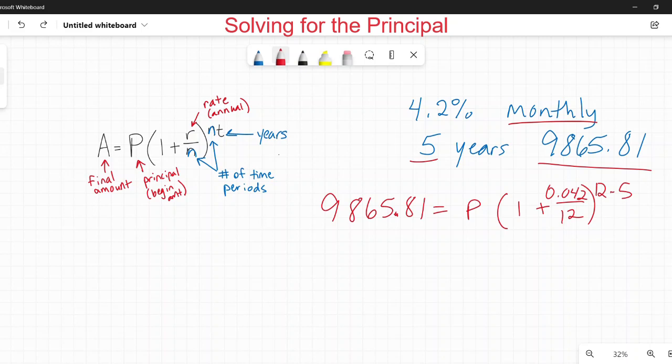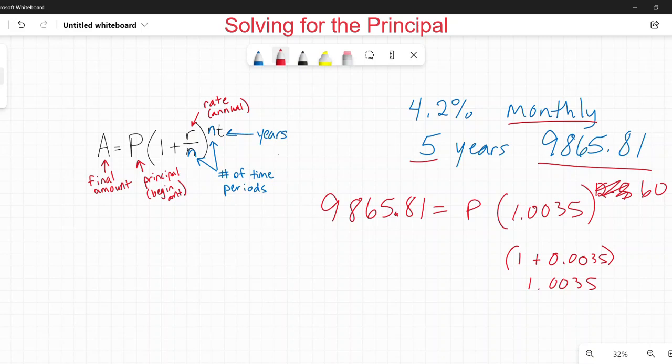Just as with the previous one, I would recommend doing this first. 0.042 divided by 12. That gets you 0.035. Excuse me, 0.035. That's a critical difference. And I'm going to add 1 to it. So that becomes 1.0035. All right, so I'm going to write that in here, 1.0035. Next, 12 times 5 is 60.